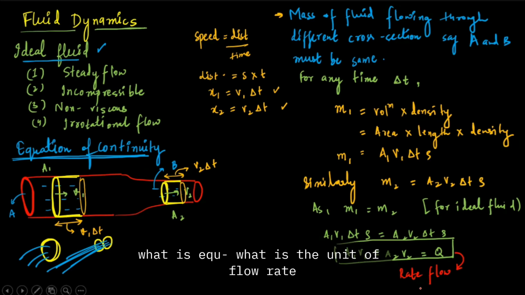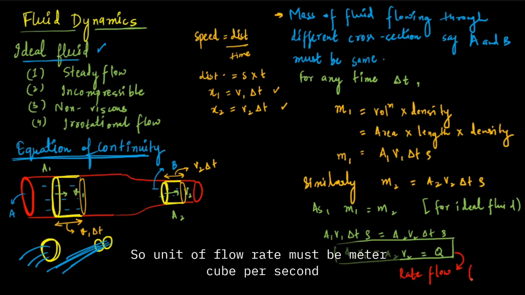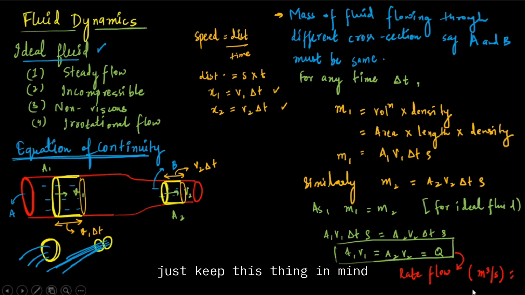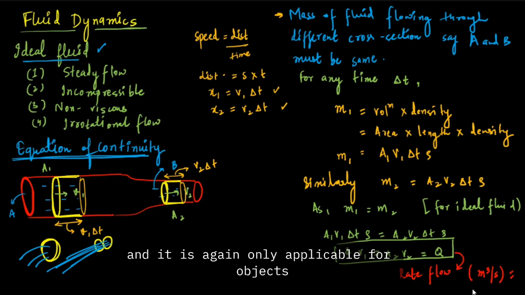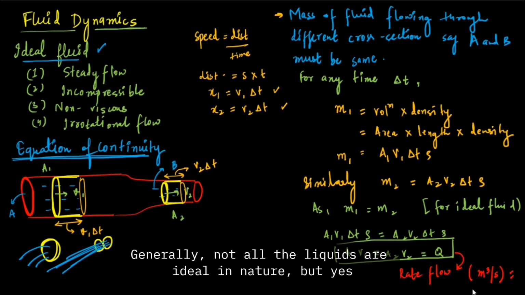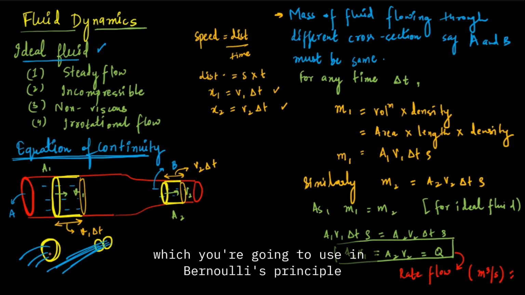If we try to understand what the unit of flow rate is, we can simply say area is meter square and velocity is meters per second. So the unit of flow rate must be meter cube per second. That is important. Whenever you see this unit in a given question, keep in mind that it is given as rate of flow, and it is only applicable for liquids which are ideal in nature. Generally, not all liquids are ideal in nature, but this one is like that. This equation is something you're going to use in Bernoulli's principle, which is our next topic. So the next thing we are going to talk about is Bernoulli's principle.